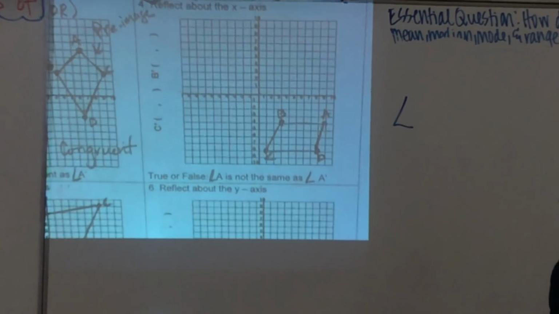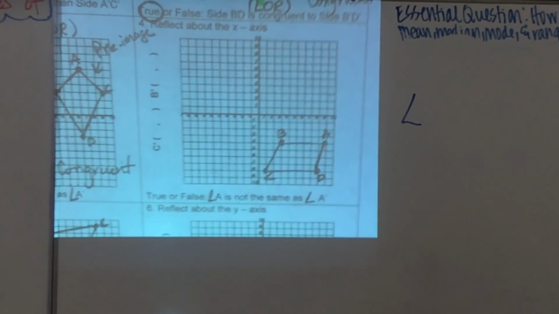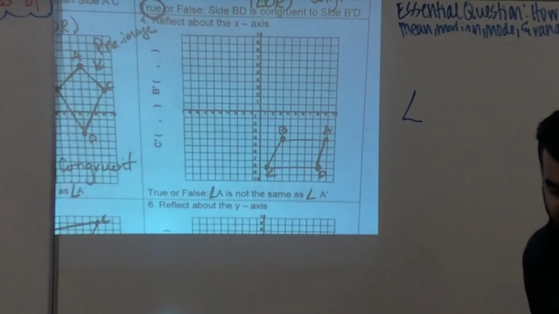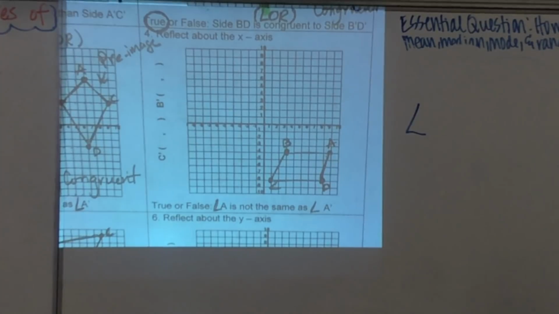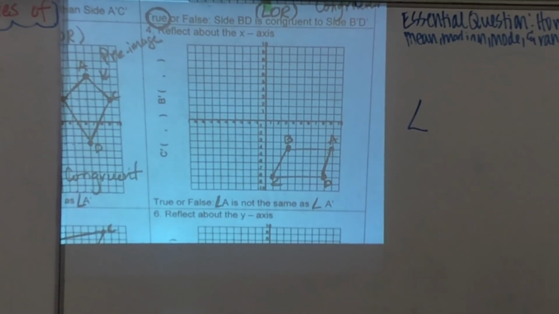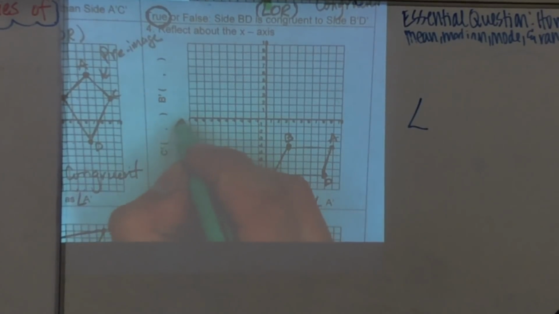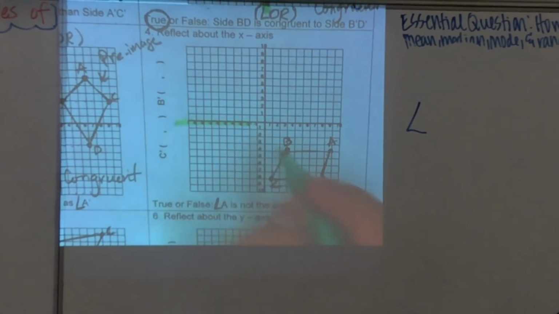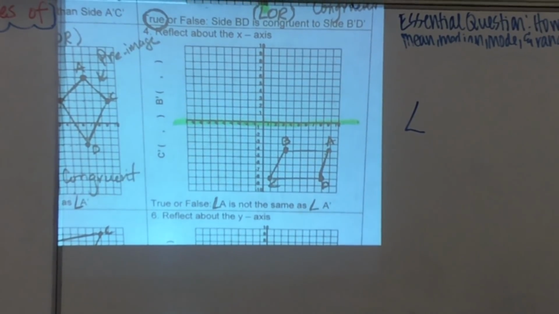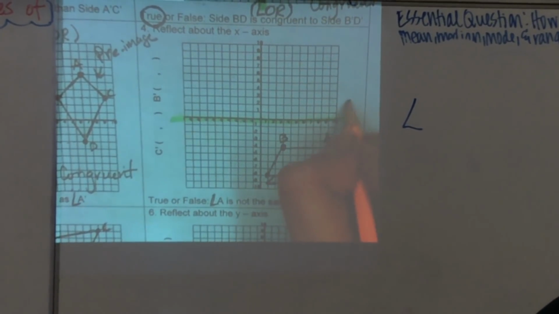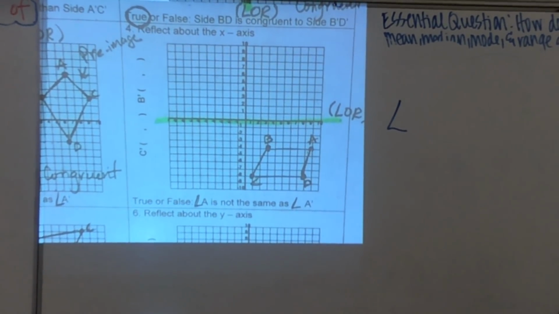Let's go over this example. If I'm going too fast, go ahead and pause the video or rewind it if you missed anything. Let's go over this one now. Number 4, we're going to reflect about the x-axis. So the first thing you want to do is highlight the line of reflection. I tell you that it's the x-axis, so go ahead and highlight it. Once you highlight it, label it: line of reflection, or the LOR.